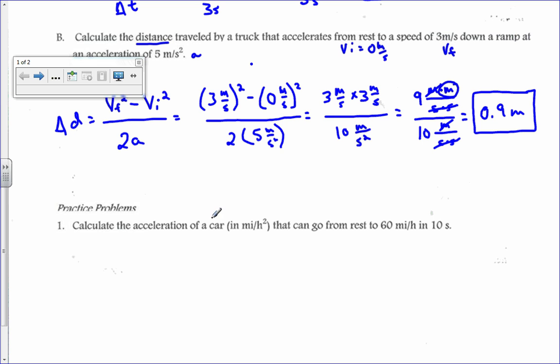Calculate the acceleration of a car in miles per hour squared that can go from rest to 60 miles per hour in 10 seconds. So we've got rest, that's an initial velocity, 60 miles per hour, that's a final velocity. Notice we want to know how long in 10 seconds. But when we apply it to this formula, it needs to be in hours. So the first thing you need to do on this one is convert seconds to hours. So we've got 10 seconds over 1. You're going to convert it to minutes. Then you're going to convert it to hours. And then whatever you get for hours is what you plug into that acceleration formula.